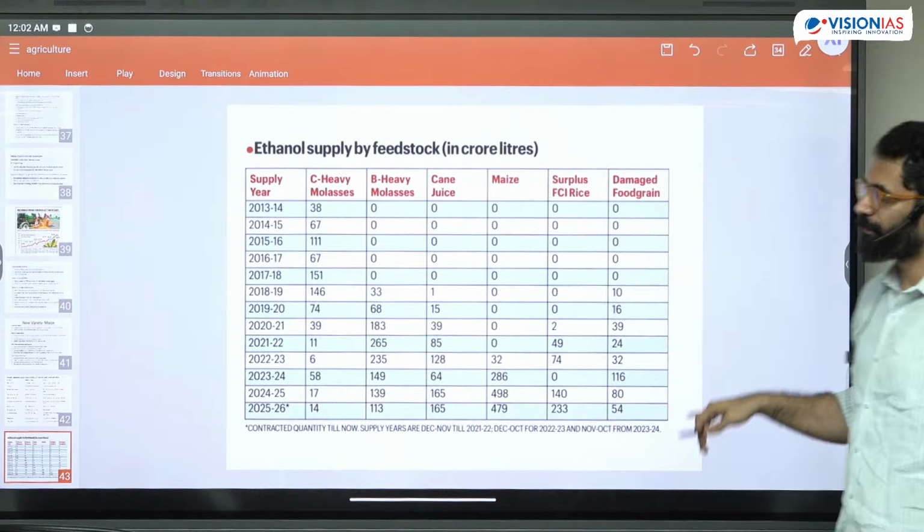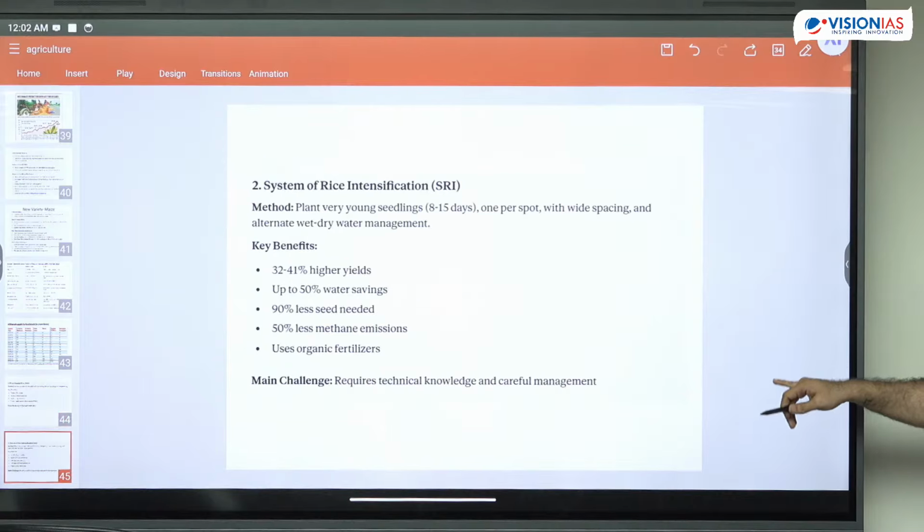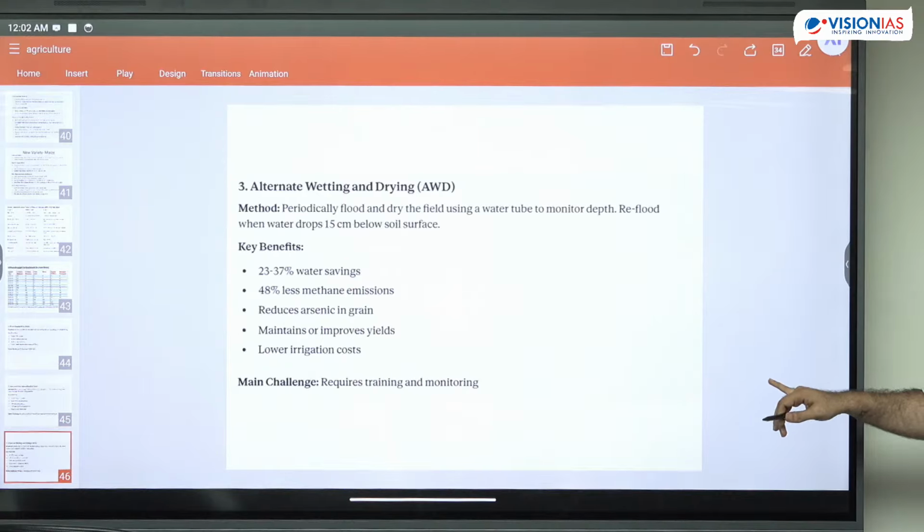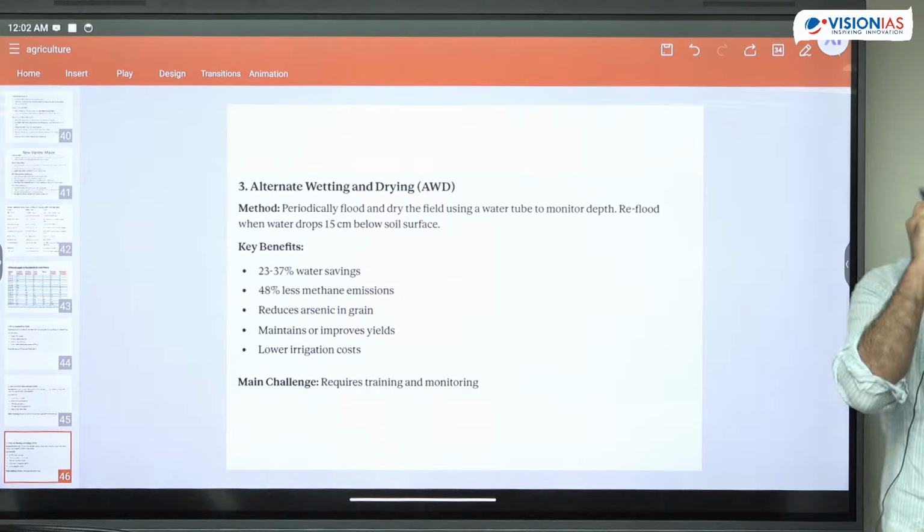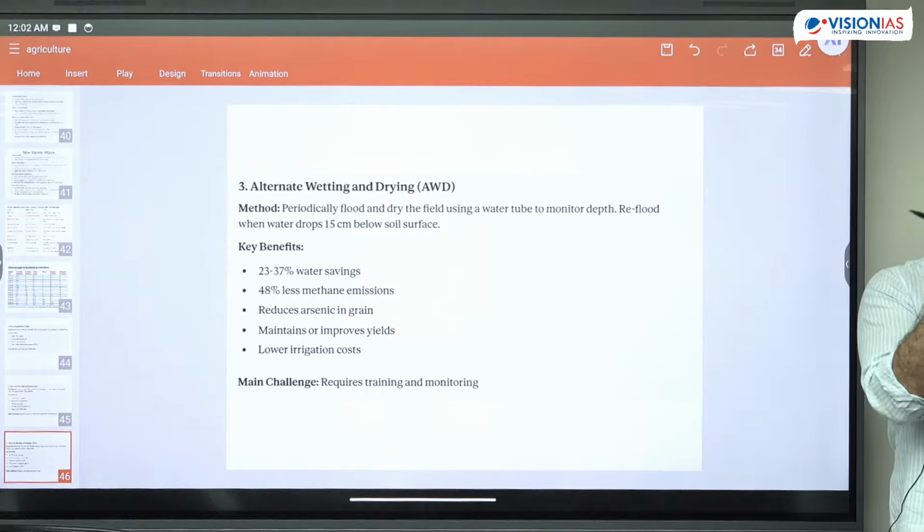Then the 3 technologies I told you: direct seeded rice. The second is system of rice intensification and alternate wetting and drying. Alternate wetting and drying is most effective because rice is a significant source of methane. When we keep rice fully flooded, a lot of bacteria and other microorganisms get released, which produce a lot of methane.